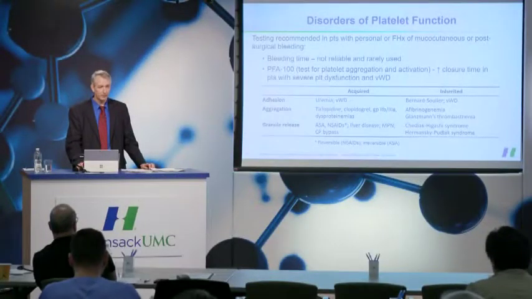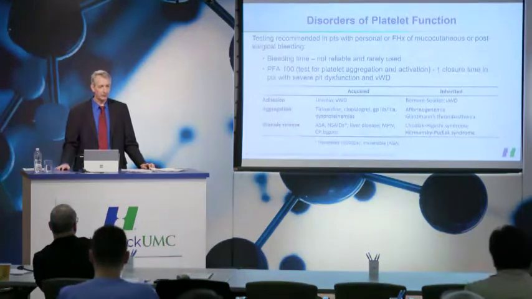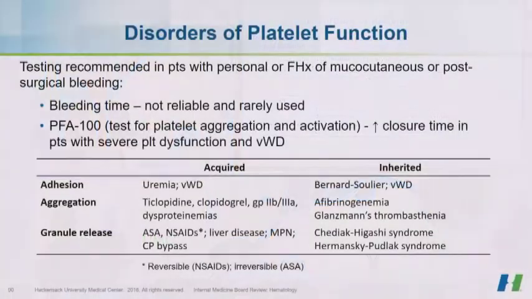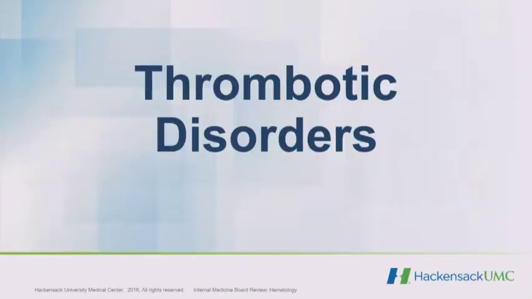There's a number of disorders of platelet function that involve adhesion, aggregation, or granule release. Some of them are acquired, some of them are inherited. The inherited are so infrequent that it's really useless to remember them, but they're always around. Bernard-Soulier is an adhesion disorder that affects GP1B on the platelet surface, and Glanzmann's is an aggregation disorder that would affect GP2B. Doesn't really matter. So it's really a minor point.